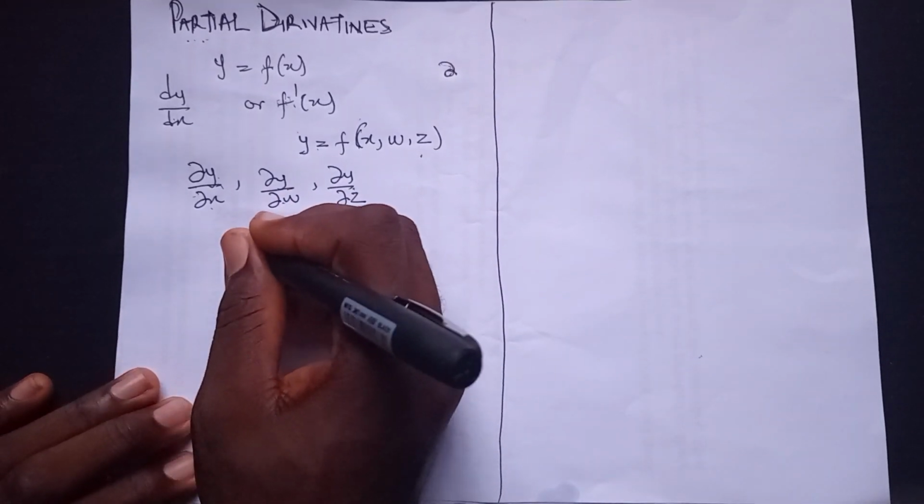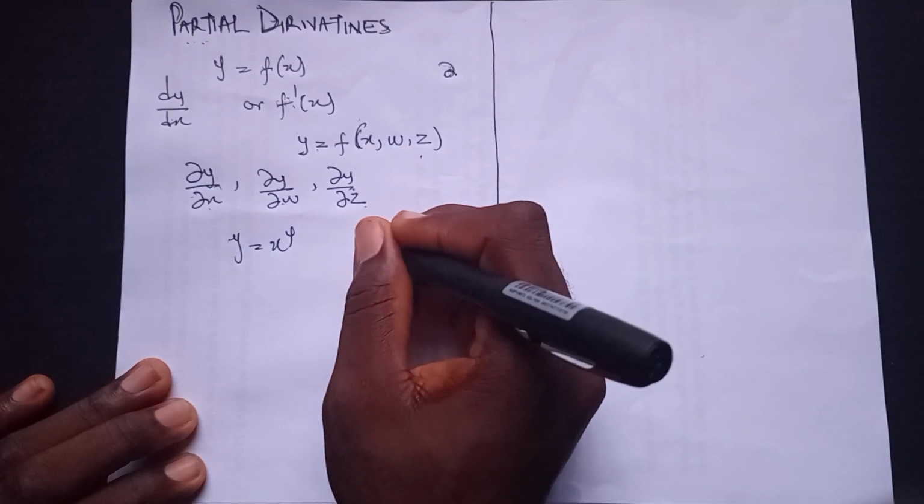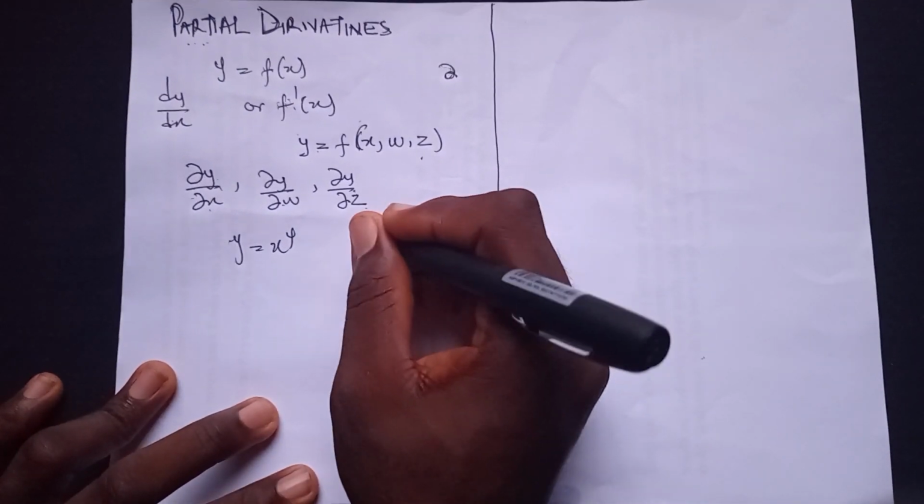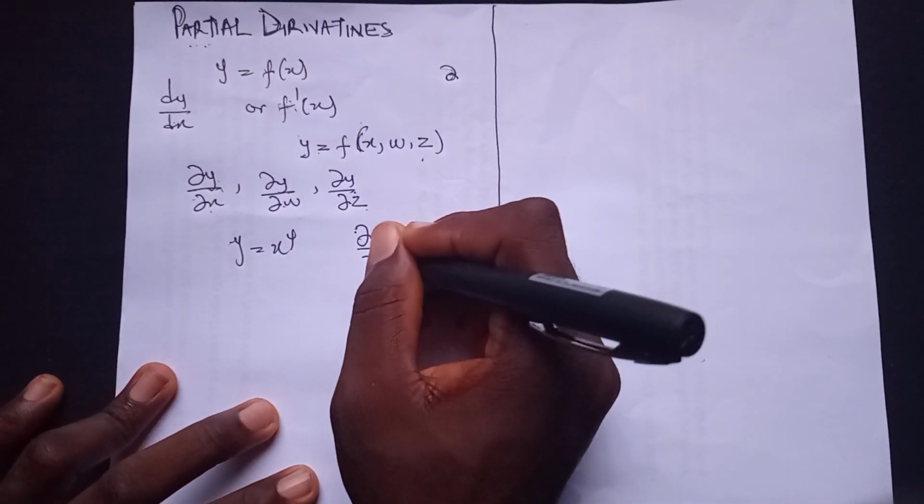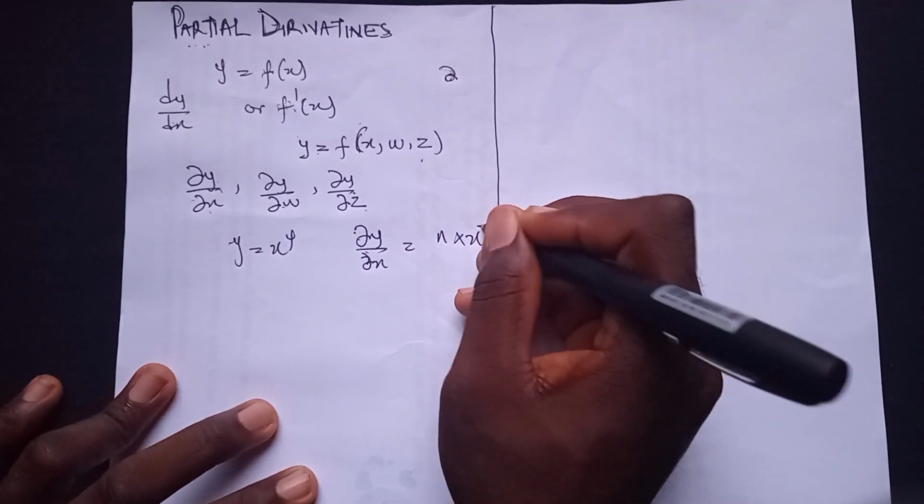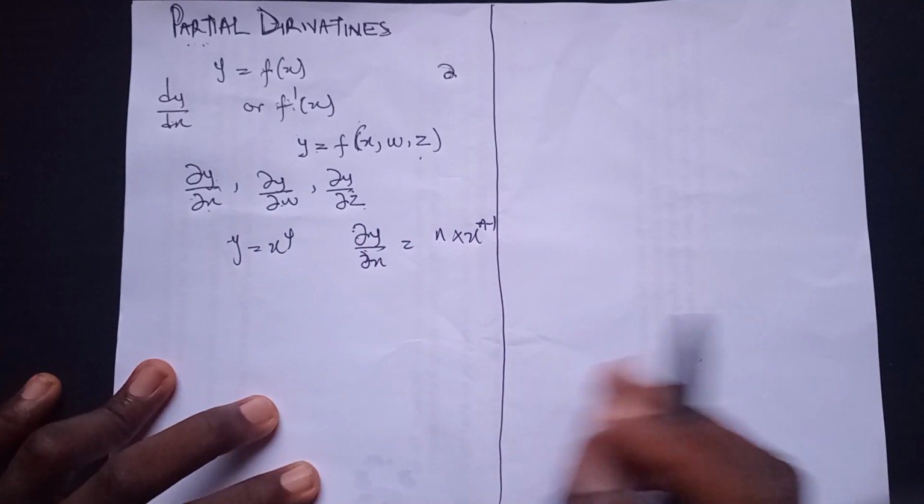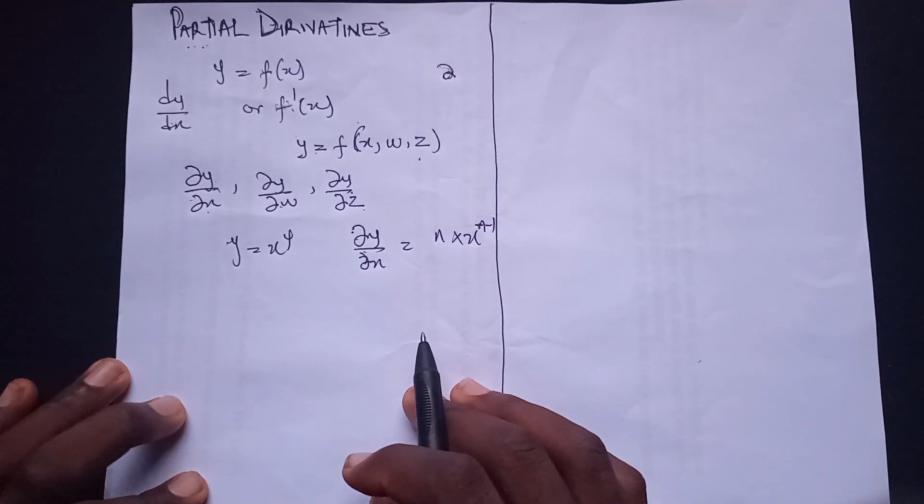We all know the normal differentiation, the formula method. For example, you have y equals x raised to power 4, and if you are differentiating y with respect to x, this will now be n times x raised to n minus 1. So this is the normal one. And let's take an example.